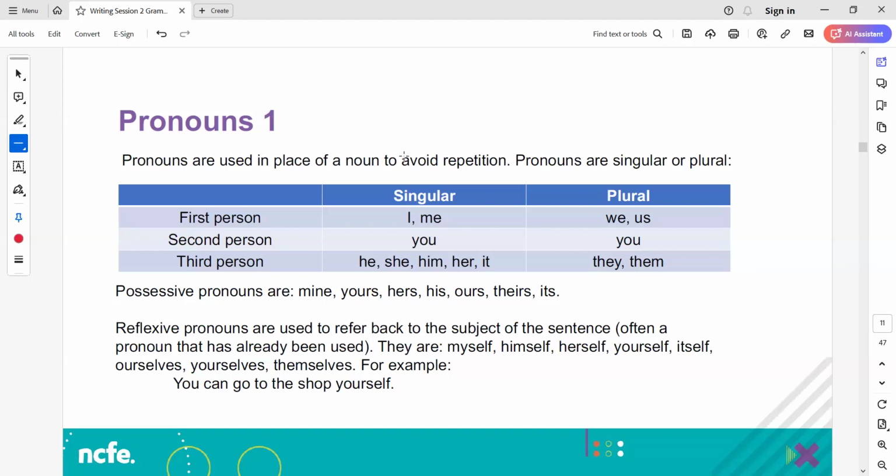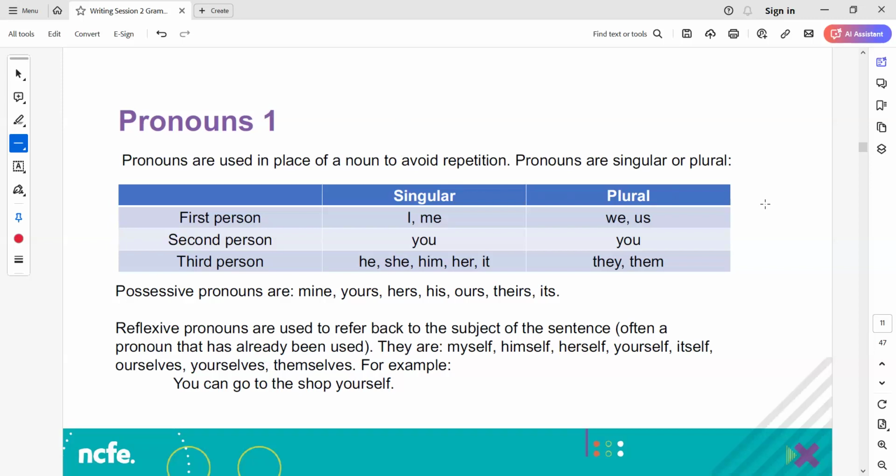Okay, reflexive pronouns are when we refer back to the subject of the sentence. So myself: I went to the shop myself. So I'm referring back to I, to myself. Himself, herself, yourself, itself, ourselves, yourselves, themselves. So as it says there, you can go to the shop yourself. So you're referring back to the subject, the you. Any questions there?